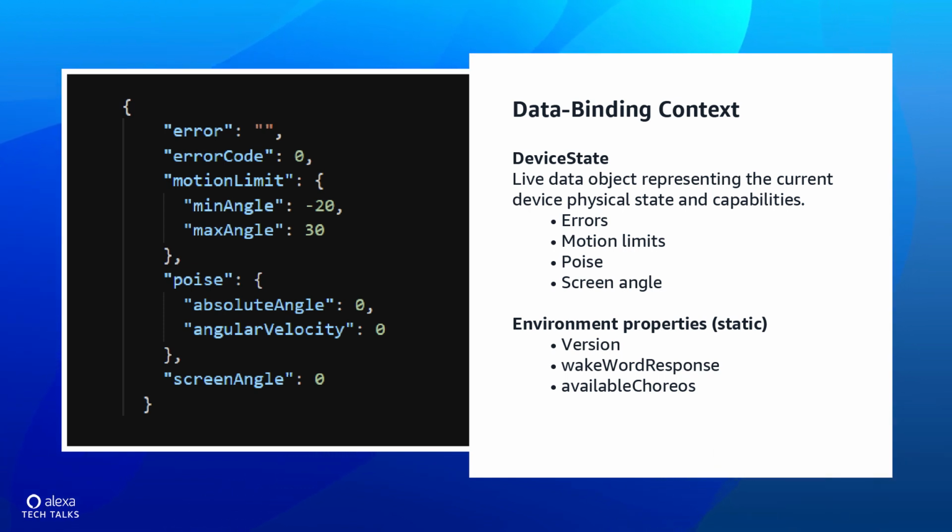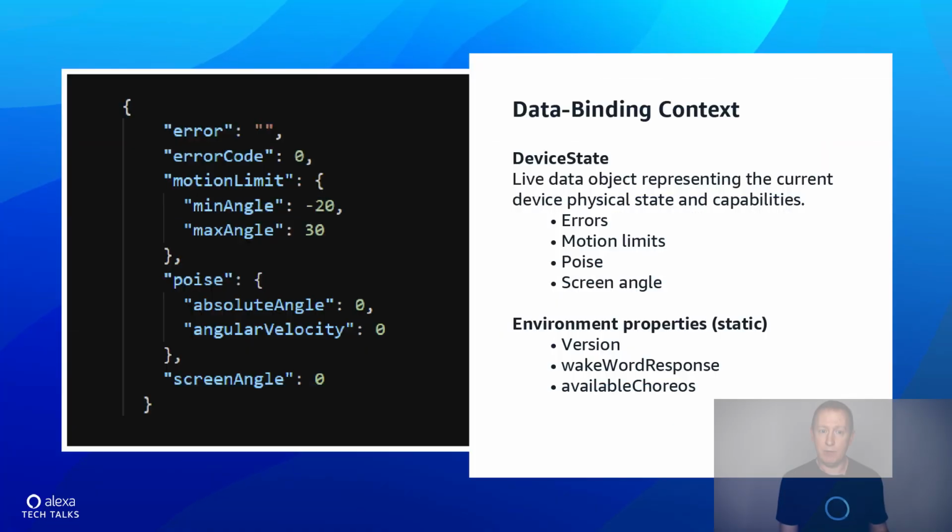It'll also surface poise. And so poise is the angle and the velocity of the screen itself. And so the device is going to rotate on two different axes. And the easiest way for me to understand this is poise is like turning your head. This is side to side. So it's both the angle and the speed. And then screen angle is the more up and down, like you're nodding your head. So it's the angle of the screen. And so you can data bind to any of these properties from the device state object.